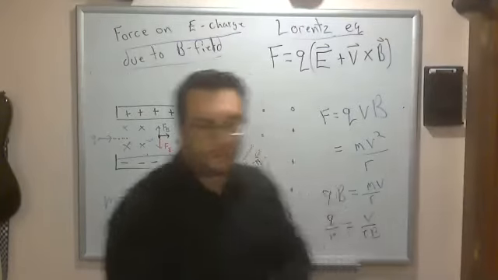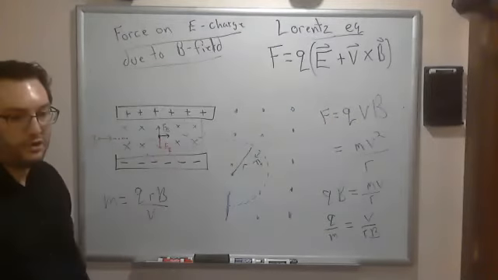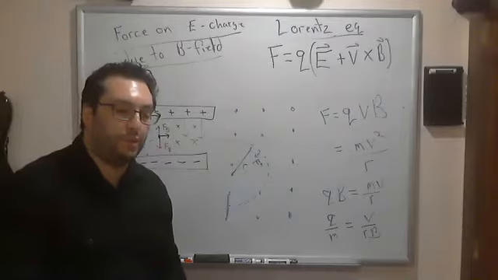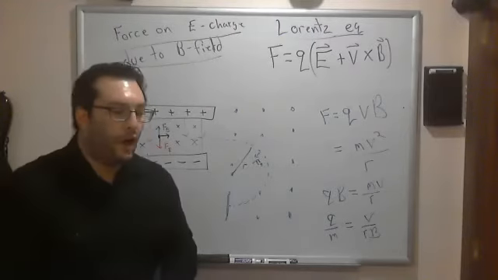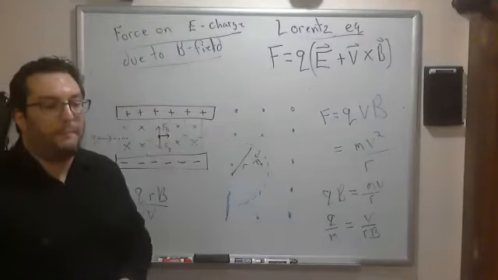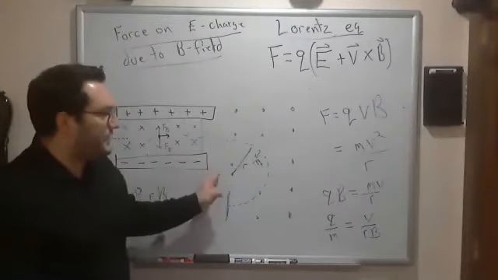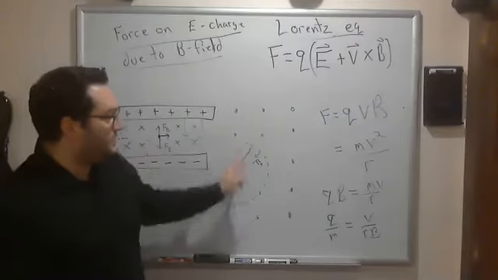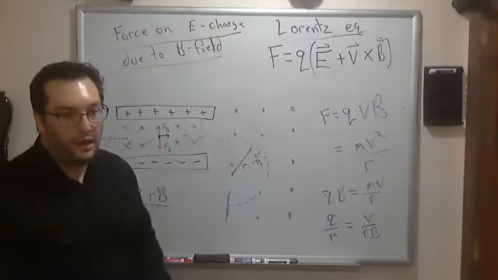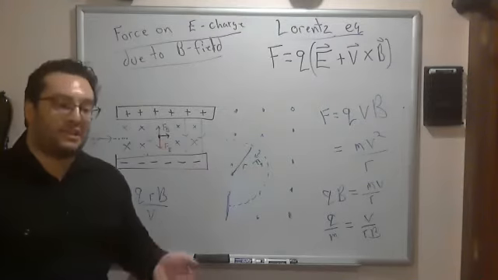Does anybody know what this device is called? We're measuring the mass of these particles. It's similar to a cathode ray tube. A cathode ray tube will deflect particles to make pictures, basically. This is a little bit different because the cathode ray tube does not have this external magnetic field, but they're very similar. This is called a mass spectrometer.